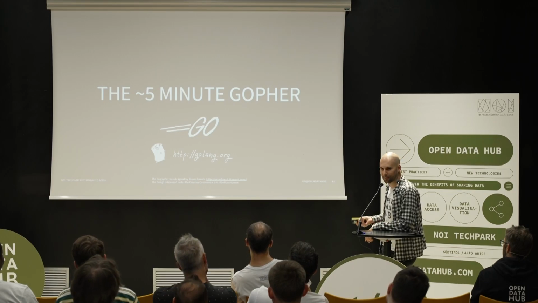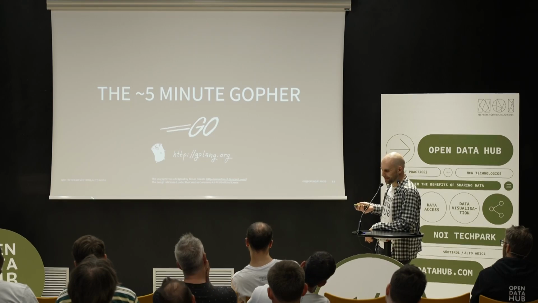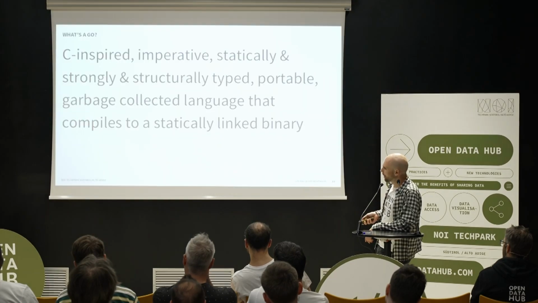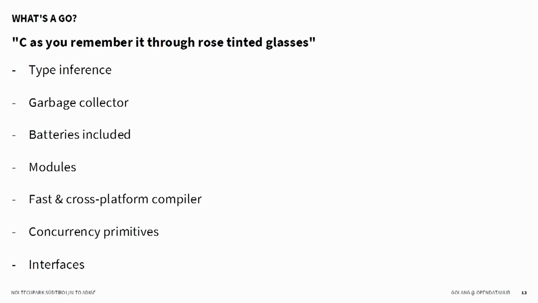So now I will attempt to give you a 5-minute introduction to Go. This is the gopher. It's like some kind of small rodent. It's the mascot of Golang, if you don't know. So what is Go? Go is a C-inspired, imperative, statically and strongly and structurally typed, portable, garbage-collected language that compiles to a statically linked binary. So now you know what it is.